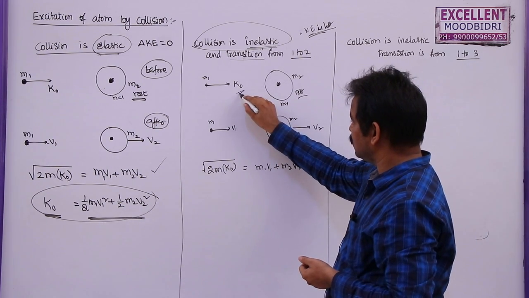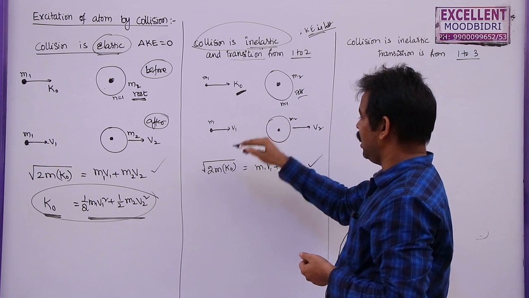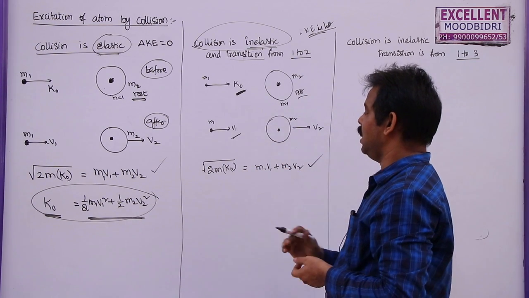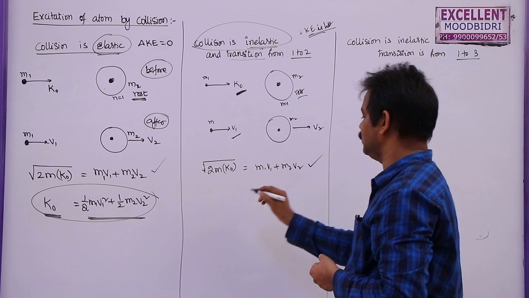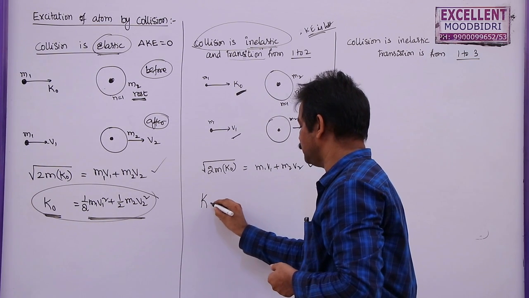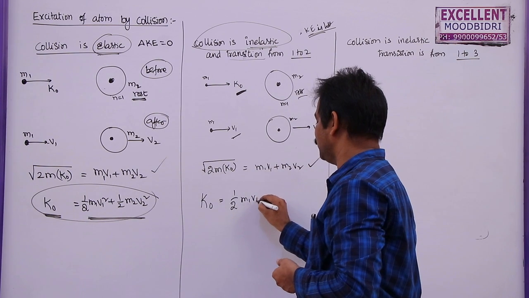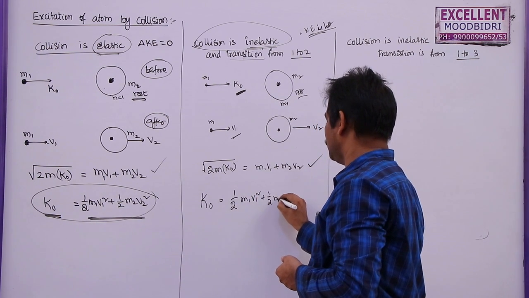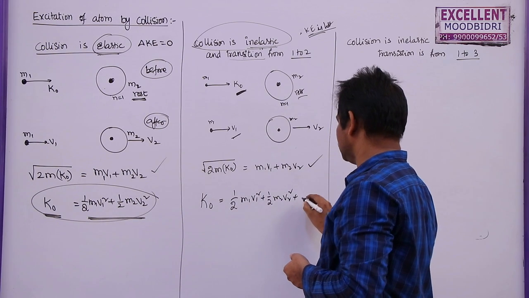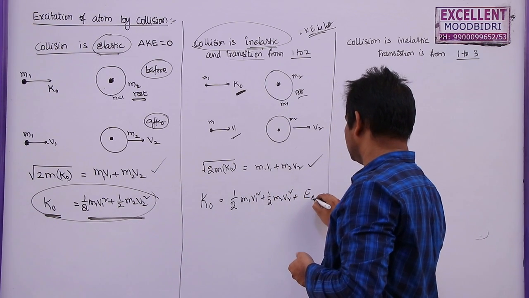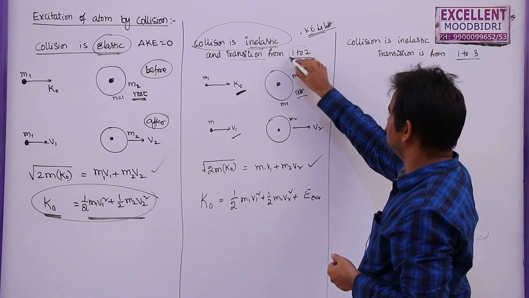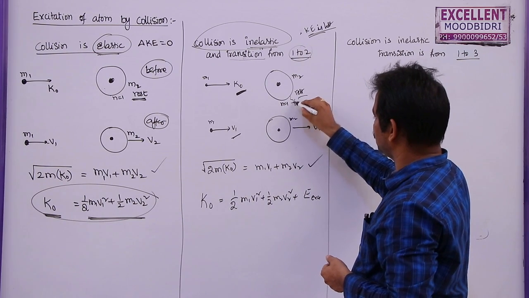Before collision, the total kinetic energy is K naught. After collision, kinetic energy is half m1 v1 square plus half m2 v2 square. So total kinetic energy before collision is equal to total kinetic energy after collision, that is half m1 v1 square plus half m2 v2 square plus the energy required for excitation, because this electron jumped from first orbit to second orbit.